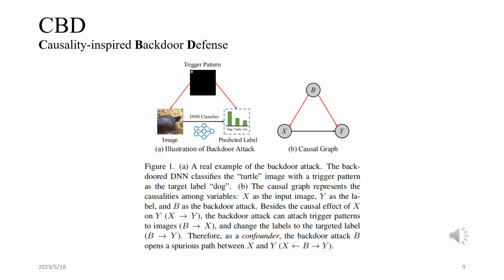Besides the causal effect of X on Y, the backdoor attack can attach trigger patterns to images and change the label to the target label. Therefore, as a confounder, the backdoor attack B opens a spurious path between X and Y.